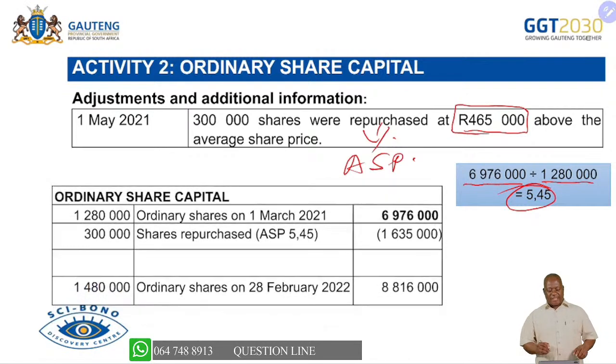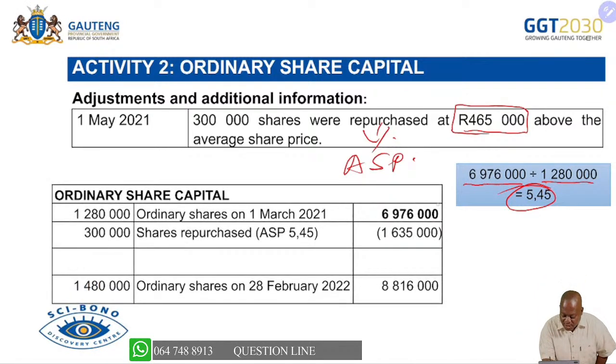Now, these figures that I'm talking of are these ones. So I'm taking this figure, which we already had, and this figure, which we already calculated, and we divide the smaller one into the bigger one. The value of the shares divided by the number of shares. And we found that is the average share price. We place it here. What's next?